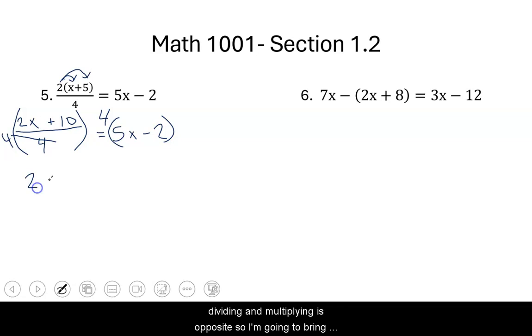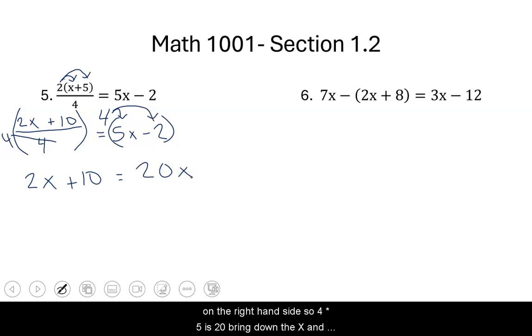So I'm going to bring down that 2x plus 10 and the equal sign. And now we have parentheses that we need to distribute that 4 to everything on the right-hand side. So 4 times 5 is 20. Bring down the x. And then 4 times negative 2 is negative 8. Now we need to get our x's on one side and our numbers on the other. So I'm going to move the smaller x.